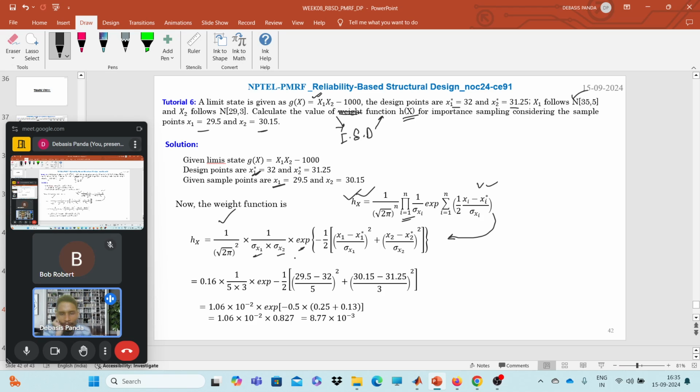So now just put all these values. We have the x points, like sampling points, we have x star points, all these things. We have sigma values for the first random variable, the sigma is 5. For the second random variable, the sigma is 3. Now replace all these values and check whether you are getting the result or not. Please do the exercise.